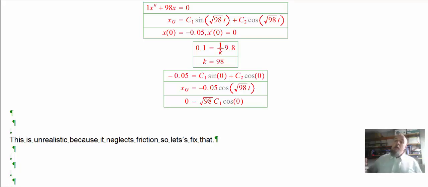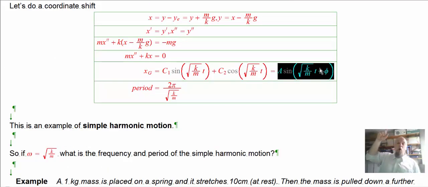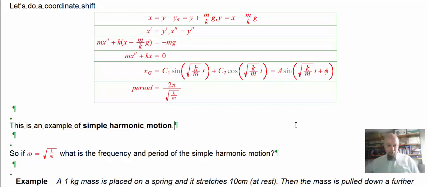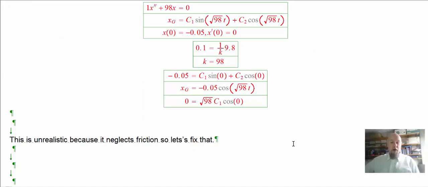Simple harmonic motion gives us a sine curve, essentially a shifted sine curve, if I think about it like this is my general answer, that goes on forever with a period of 2 pi divided by the imaginary part of the eigenvalue. So we've got to add friction to the model.